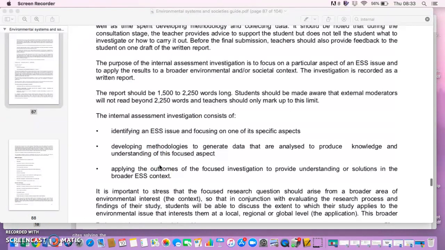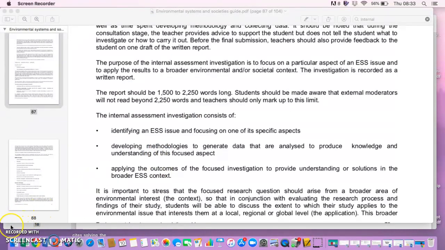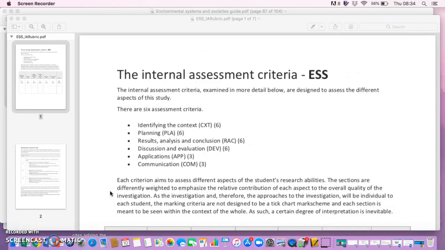Now, today I'm going to show you a rubric. So I'm going to pull up the rubric and I'll jump to that in just a second. Okay, so this document is the rubric. This is the internal assessment criteria rubric. And this is what we're going to be referring to within this activity that we're doing within this unit, as well as in the future.